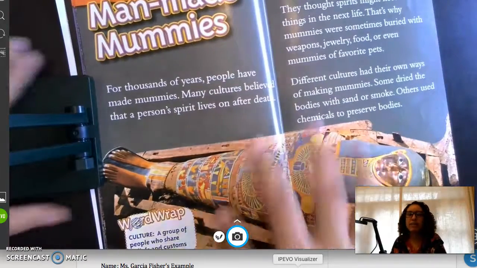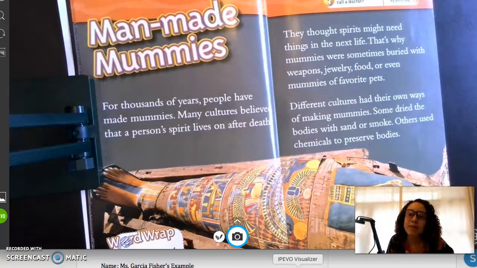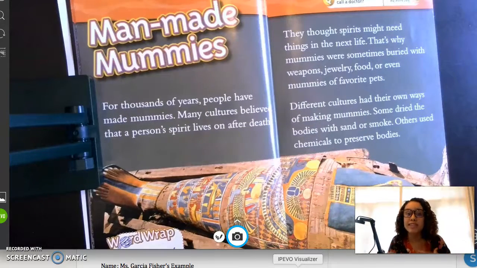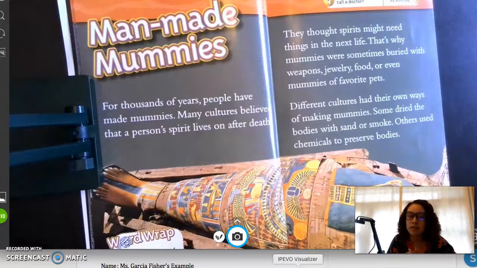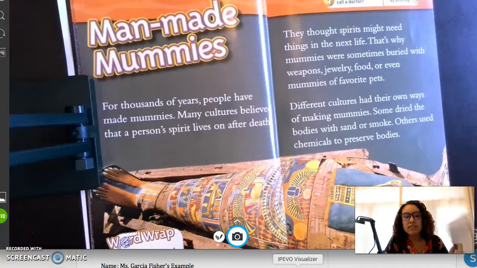When we're looking at this section, our first objective is to figure out what the main idea is. What does this author want to teach us? Why are we reading this text? Just like how we did yesterday, we're going to start at the subheader, because the actual title of the piece is called Mummies, and this section is called Man-Made Mummies. As we're reading, we're trying to figure out what the author is trying to teach us. So let's go ahead and dive into the text.